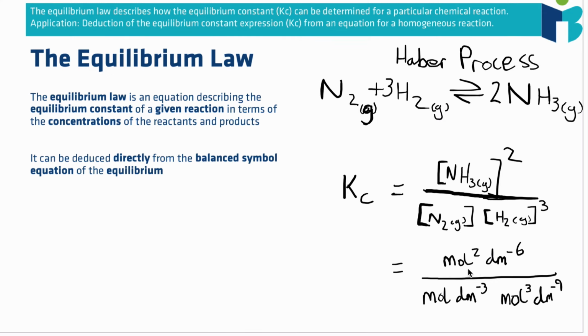If we think about cancelling those units out, we can cancel out 1 lot of the moles per decimeter cubed up here using the units for the N2. We can then cancel out these top units completely with the moles cubed per decimeter to the minus 9 on the bottom, and all we end up now with is essentially 1 over moles squared decimeters to the minus 6. So when we flip the denominator into the numerator, we just change the sign on the powers. So the units of our equilibrium constant in this case will be moles to the minus 2, decimeters to the 6.